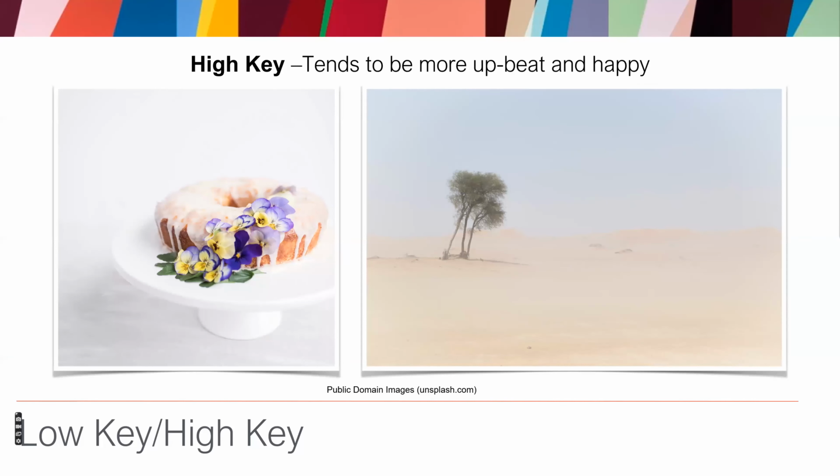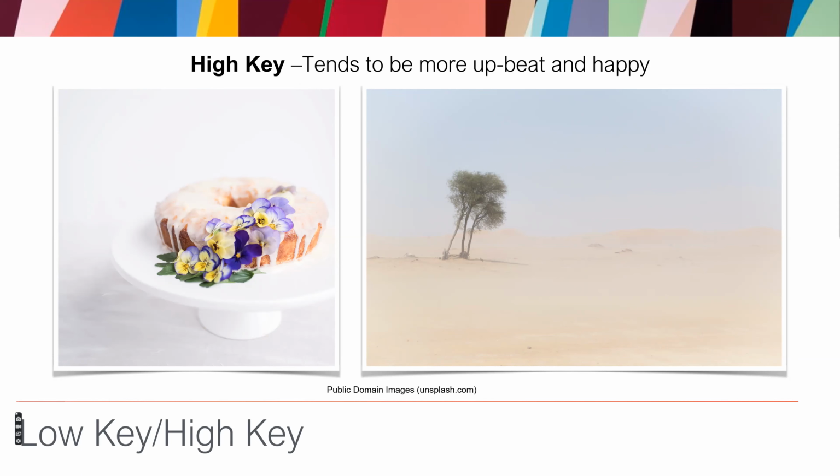High-key images, in contrast, tend to feel more upbeat and happy. They feel brighter because they literally are brighter. They are composed mostly of light values. I'd also like you to know that just because an image is low-key or high-key doesn't mean every single value within the design must be dark or light.